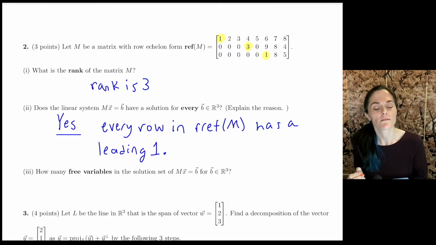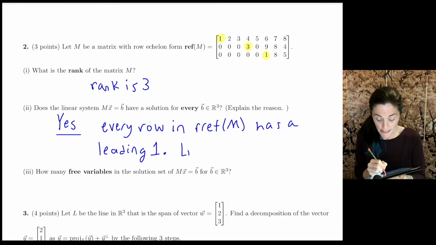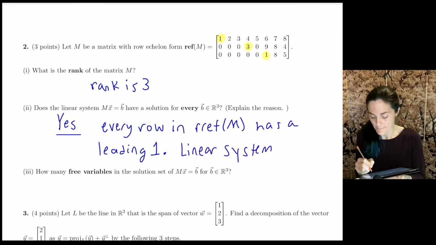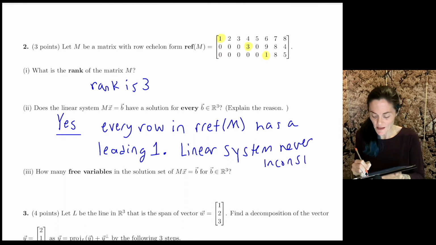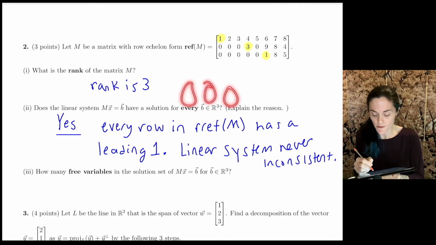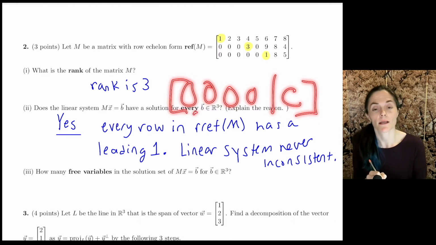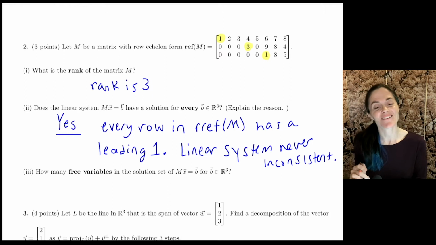And so, well, this linear system is never inconsistent. For example, we would never see 0, 0, 0, 0 augmented with C, with C non-zero in a row echelon form for this matrix, not with a leading 1 in every row.